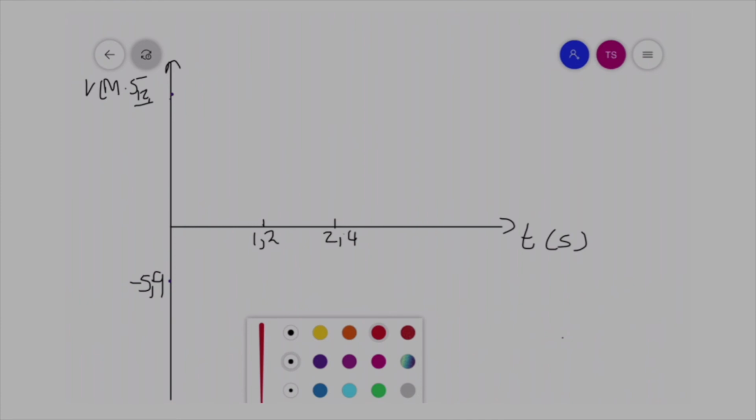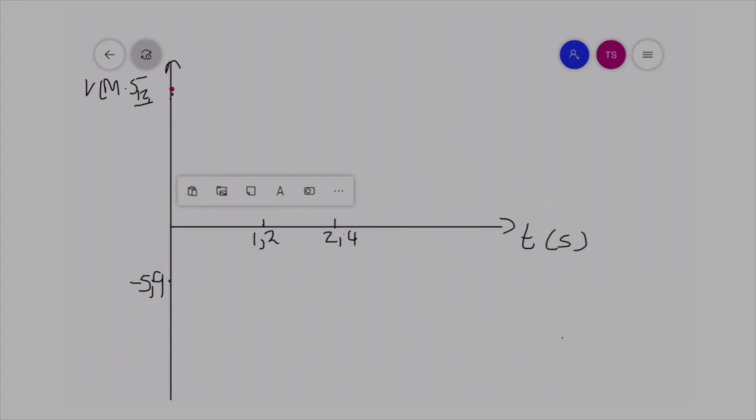All right, so my stone A starts here at 12 meters per second, and then after 1.2 seconds, it reaches its maximum height, and then it stops. Can you see the velocity here is 0? It stops and then starts moving down, right? But my stone B is thrown straight down at the initial speed of 5.9 meters per second, right?